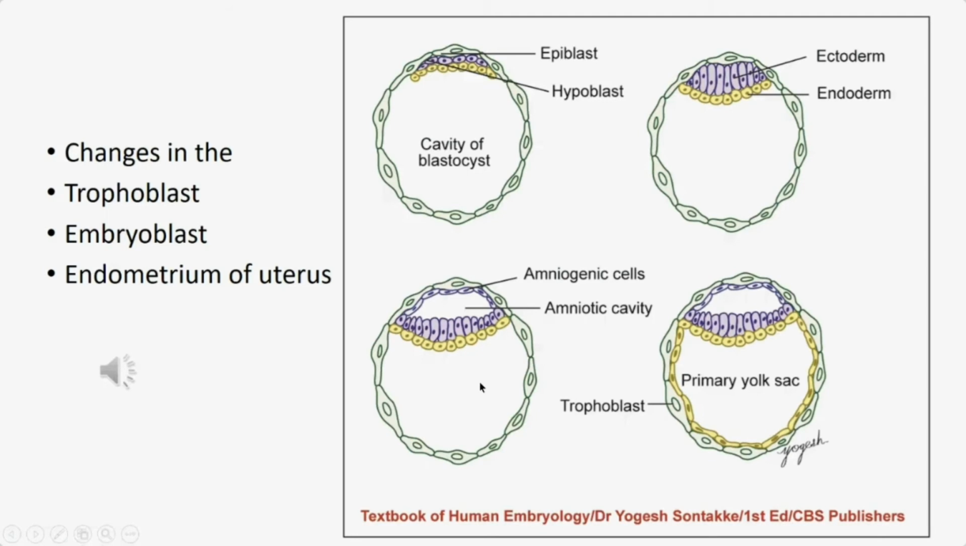So there are two cavities in the blastocyst. The roof of the blastocyst cavity is formed by the endoderm, then the amniotic cavity. The floor of the amniotic cavity is formed by the ectoderm, and the roof of the amniotic cavity is formed by the amniogenic cells. So the amniogenic cells are derived from the trophoblast.